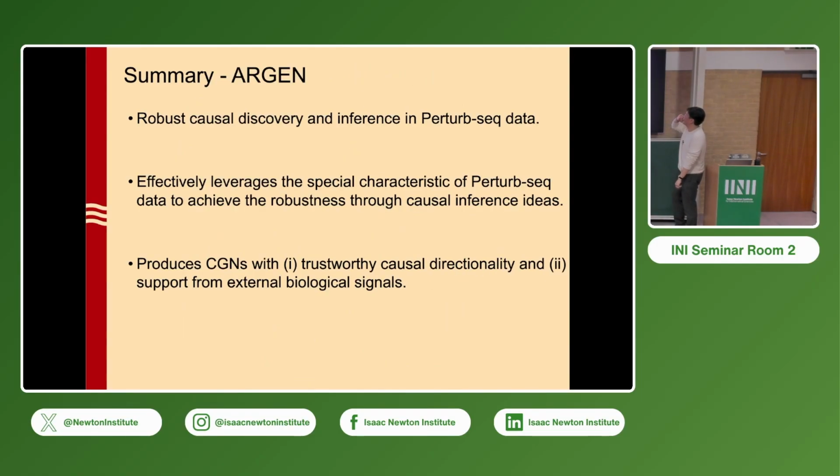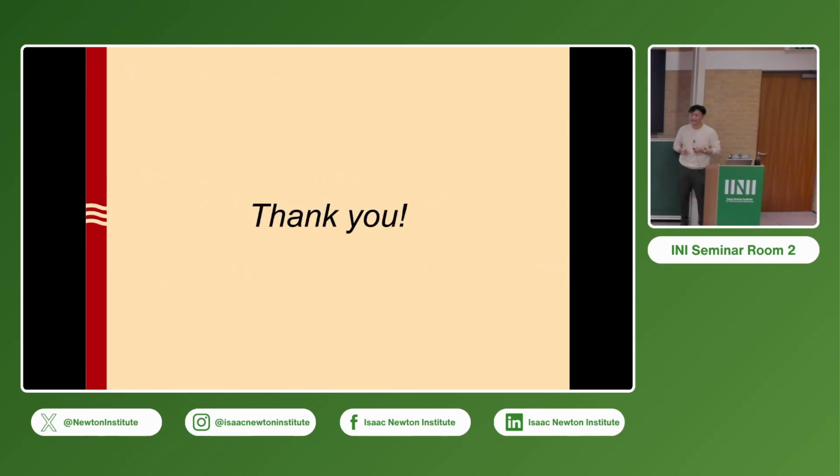The summary of Argand is that we can do robust causal discovery and inference in Perturb-seq data. And as I showed you, it gives a trustworthy causal directionality. And we have seen also some support from external biological signals. So this is it for my talk, and thank you for listening.